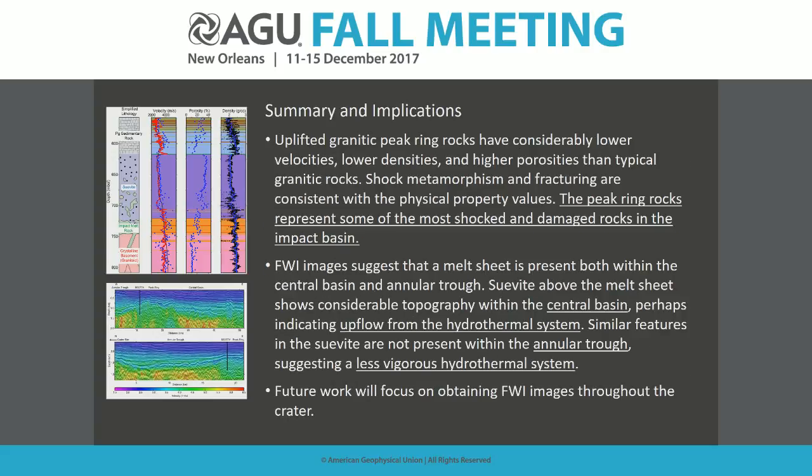And then the uplifted granite peak ring rocks, Jay talked a lot about this in the last talk. We think these represent some of the most shocked and damaged rocks in the impact basin. They have very unusual physical properties compared to normal granites. And when we look at these high-resolution velocity models, they show a lot of topography in the suevite that might be associated with upflow from a hydrothermal system. Similar features are not present in the annular trough. So this suggests maybe a less vigorous hydrothermal system in the annular trough compared to the central basin.